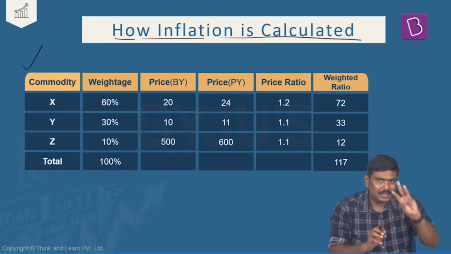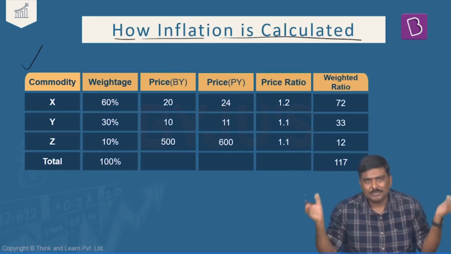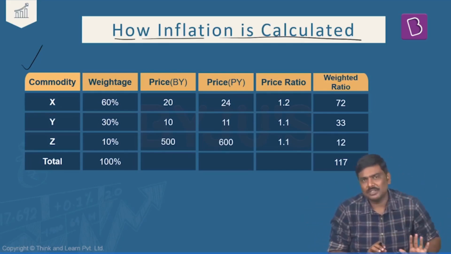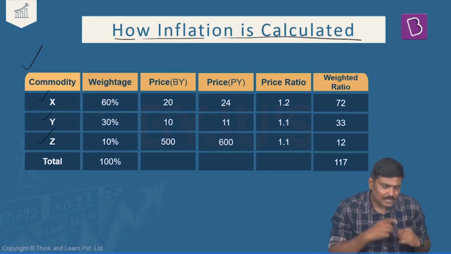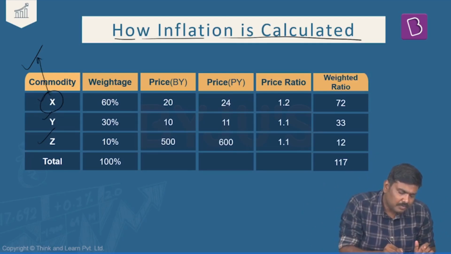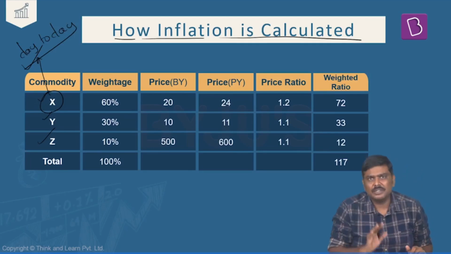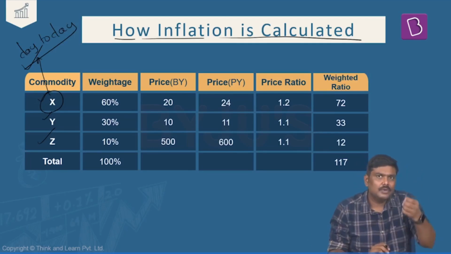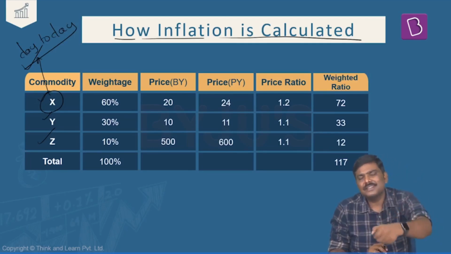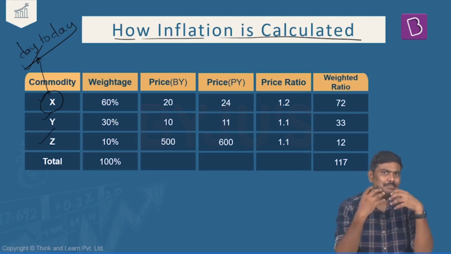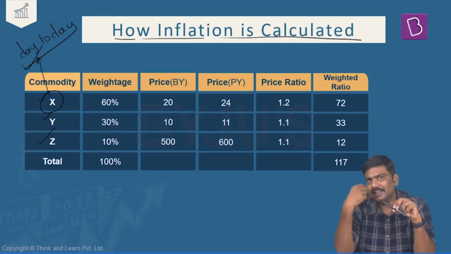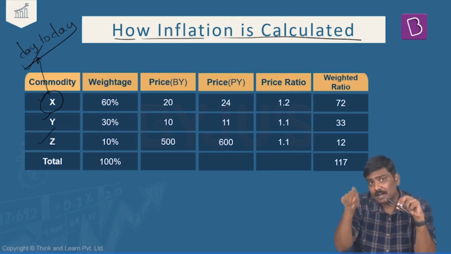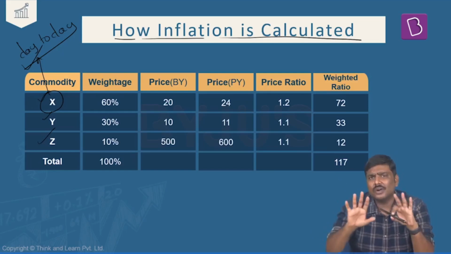Assuming there are three commodities. In fact, there are a large number of commodities, but let's assume only three: X, Y, and Z. Out of these three, let's assume X is a commodity which you consume on a day-to-day basis, on an everyday basis. For example, milk, onion, vegetables, fruits, pulses, etc. Now, can I simply say that even a marginal increase in the market prices of these commodities will put a large burden on the households?